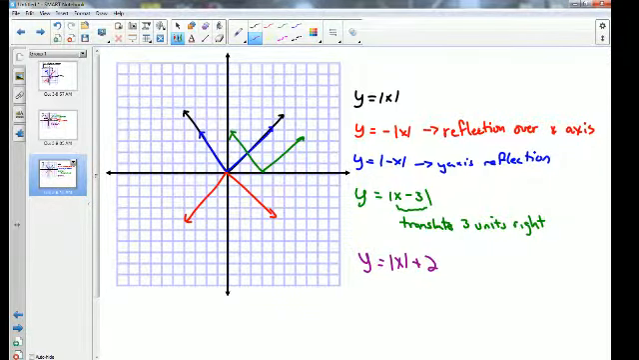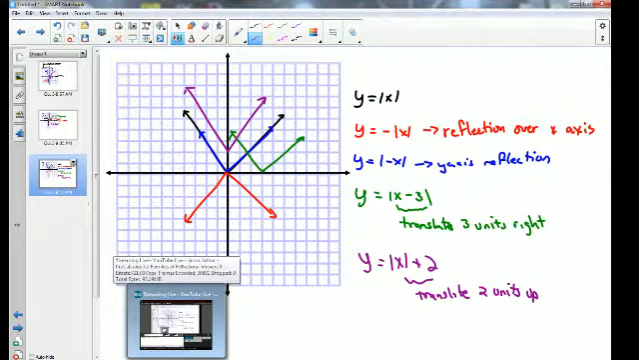Which way is that going to move? Up. Yeah, we're just adding 2. So are we outside the brackets? Yeah, so this is adding to the y value. Okay, translate 2 units. Okay, so those are some basic guidelines.